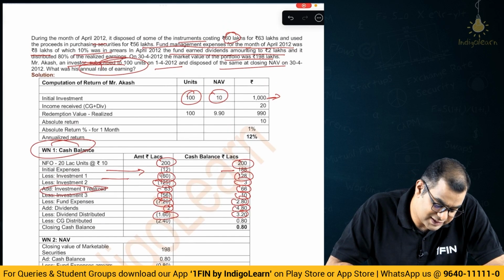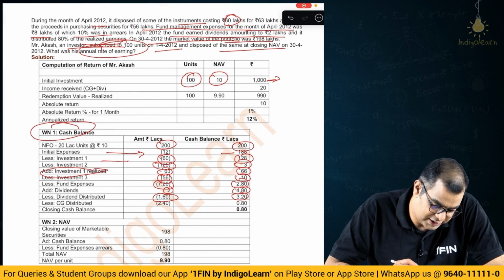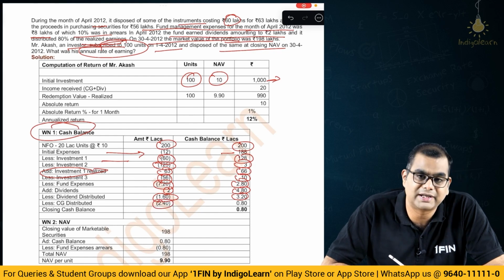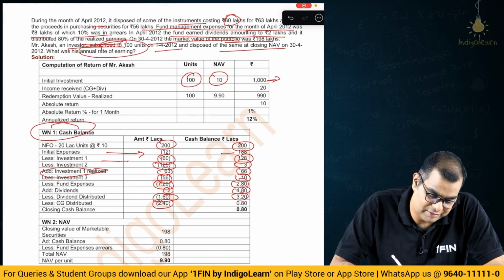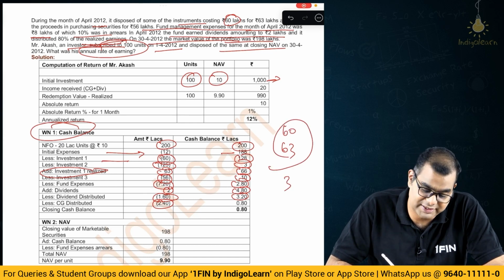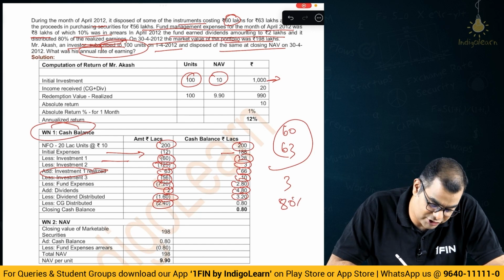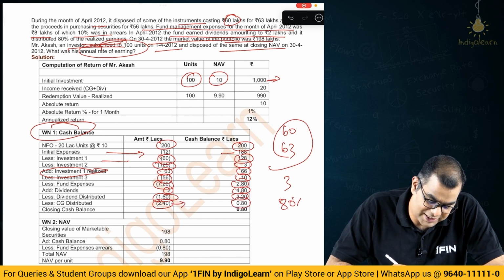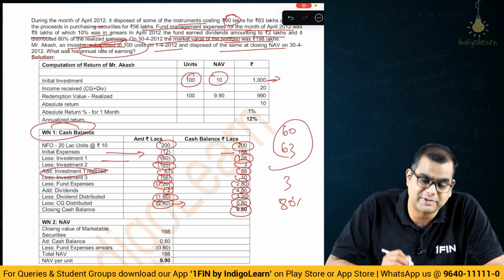Then, on the realized earnings of 34, the market value of the portfolio was 198. Then, it also distributed capital gains. Where did this capital gain come from? You originally had bought something at 60 and sold at 63, no? So, on that there is also 3 of capital gains. Of that, 80%, which is 2.4, you distributed as well. So, the cash balance is now 0.8. So, the closing cash balance is 0.8.